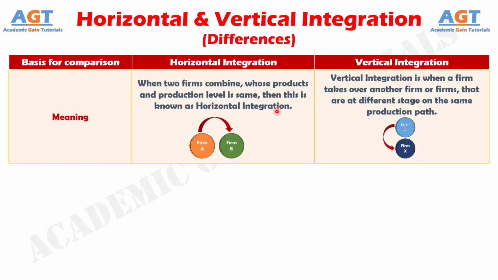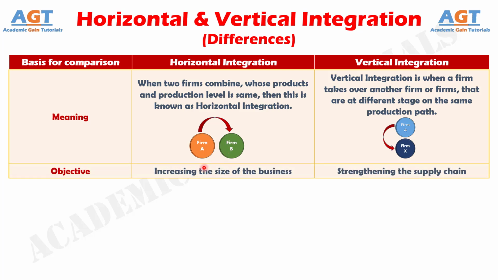Difference number 1. Horizontal integration occurs between two firms whose product and production level are the same, whereas vertical integration is an integration of two firms that operate in different stages of the manufacturing process, as we can see in these two figures. Number 2. Horizontal integration aims at increasing the size of business and scale of production, whereas vertical integration focuses on strengthening and smoothing its production distribution process.